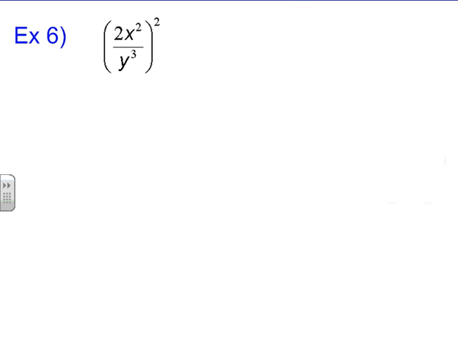Let's make it a little bit more complicated. Let's take a look at 2x squared divided by y to the 3rd inside the parentheses, and the whole thing raised to the 2nd power. Now, when we're looking at this, we know that nothing inside the parentheses reduces, but since there's a 2 out here, they're telling us that we have 2 of these. So let's write down 2 of them.